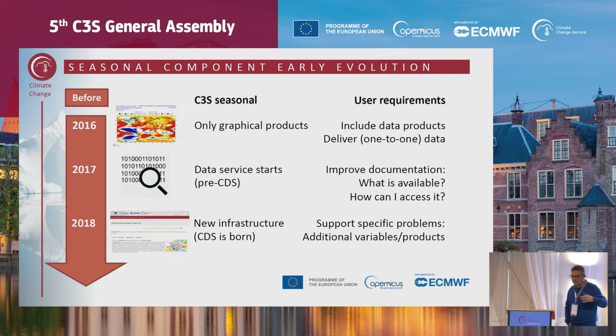So if we look at the very early evolution of the service, remember, I'm talking today about the seasonal forecast component. We didn't start from scratch. We built on previous initiatives and research projects, especially EuroSIP, where ECMWF, the Met Office and Météo-France, and later also NCEP and the Japan Meteorological Agency joined together to create a grand ensemble of seasonal forecasts. They shared the data between themselves, but the products they had were mainly graphical products. And that basically explains why we started with only graphical products.